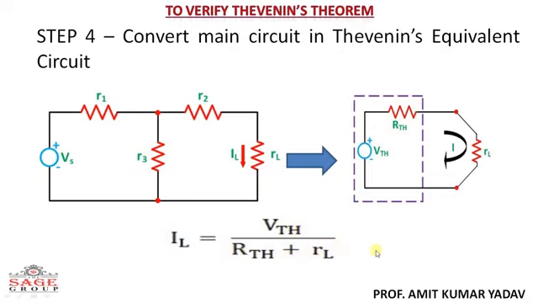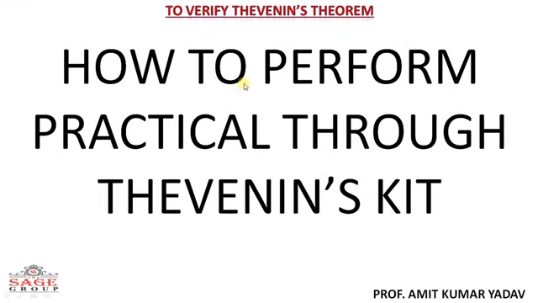So this is the main formula of the Thevenin theorem through which you can calculate the load current: VTH upon RTH plus RL. Now in the second part of this video, we are going to perform the practical through the Thevenin kit. In this part, we calculate the Thevenin equivalent resistance, Thevenin voltage and load current using this Thevenin kit, and then we verify the theoretical value with the practical value to check whether both match or not.